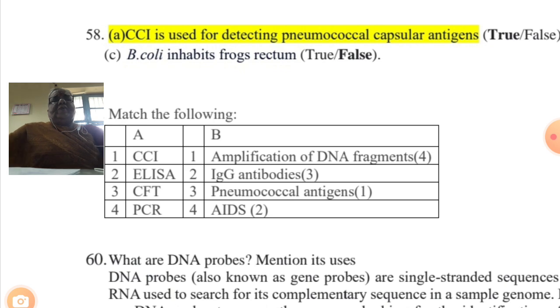So the answer is true. Only thing is, the question should have been like this: B. coli inhabits the frog's rectum also, apart from other hosts. Okay. That's all.